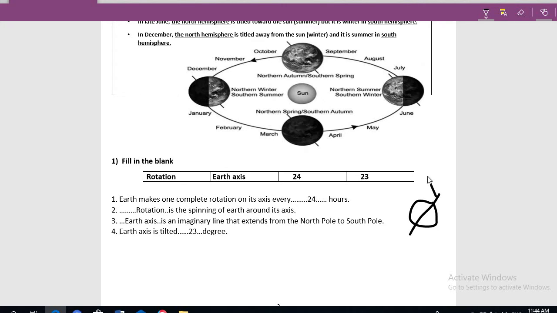This line is called the axis, Earth's axis. Earth's axis is an imaginary line. This line is an imaginary line that extends from the North Pole to the South Pole. Earth's axis is tilted 23 degrees. So this Earth's axis is tilted by 23 degrees.